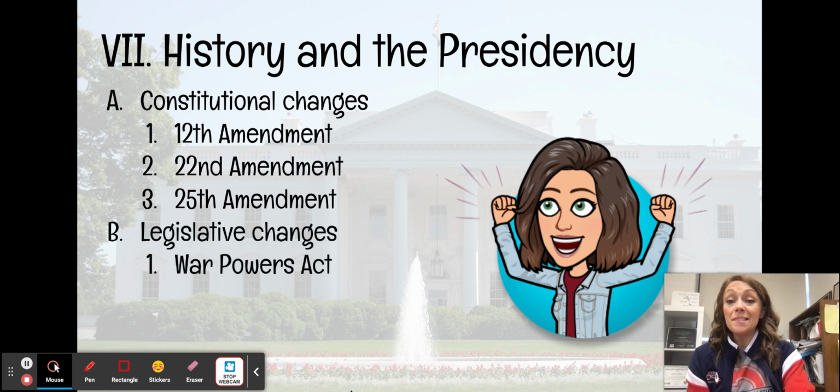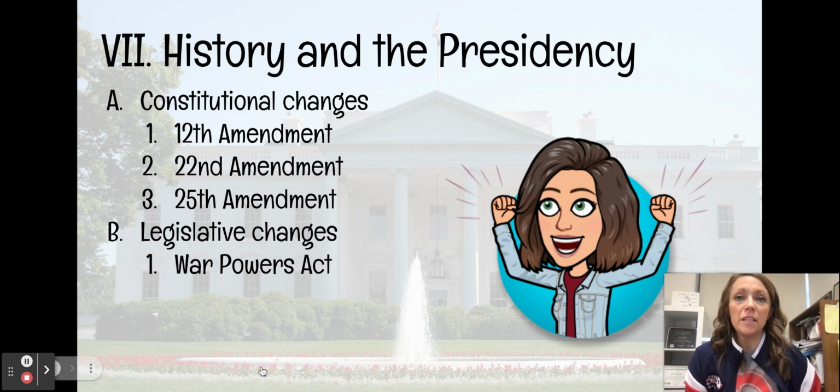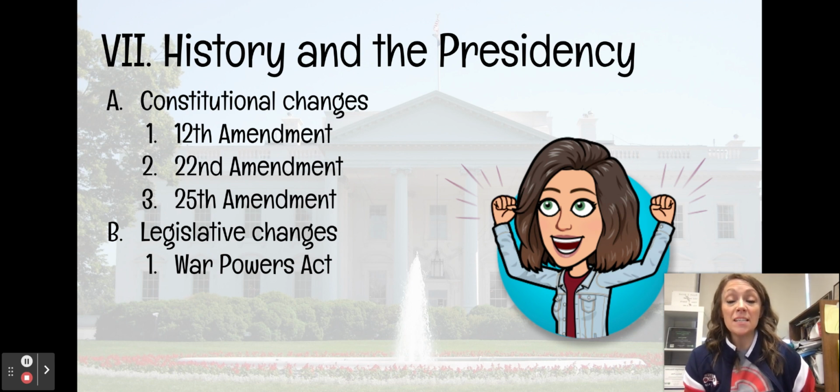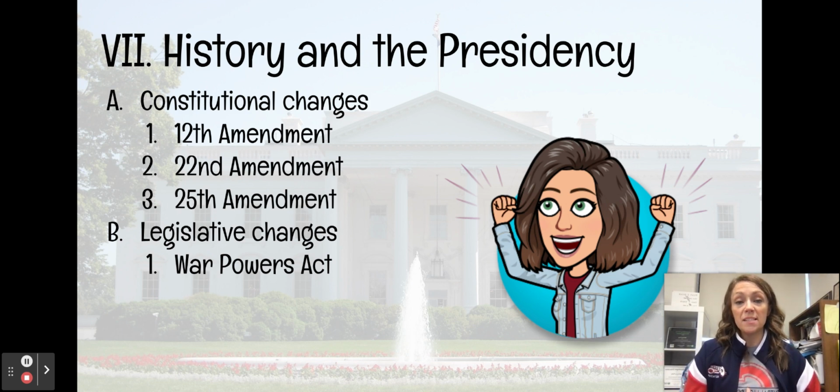We've also had some legislative changes, specifically dealing with the War Powers Act. So the War Powers Act was passed over President Nixon's veto. Okay, so Congress passed this law, Nixon vetoed it, and then Congress overrode the veto. So the War Powers Act is a law that was passed during Nixon's administration that says that the president can only send troops into war or into combat if he tells Congress within 48 hours.